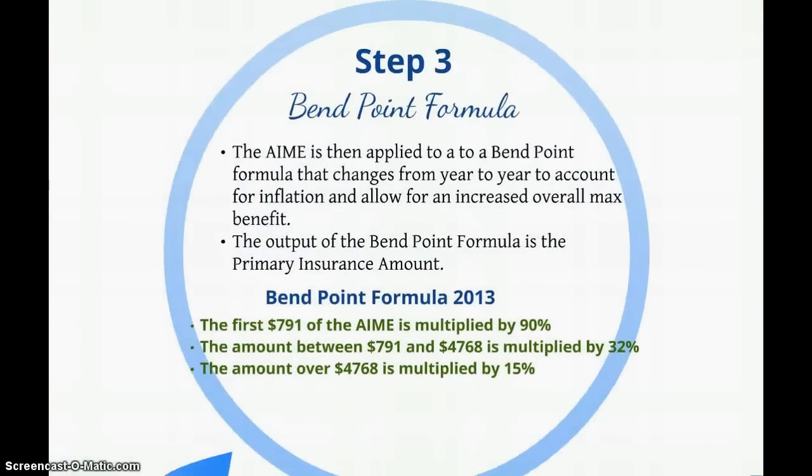So what we would do after that is we would take the AIME and apply that to the bend point formula for the year at hand. So below here at the bottom of this slide is the bend point formula for 2013. Take a look at that. It does change, like I said, from year to year, so it will be a little different in 2014 to adjust for inflation. There's a new higher maximum benefit every year. So the AIME is applied to the bend point formula, and the output after the AIME goes through the bend point formula is called the primary insurance amount.